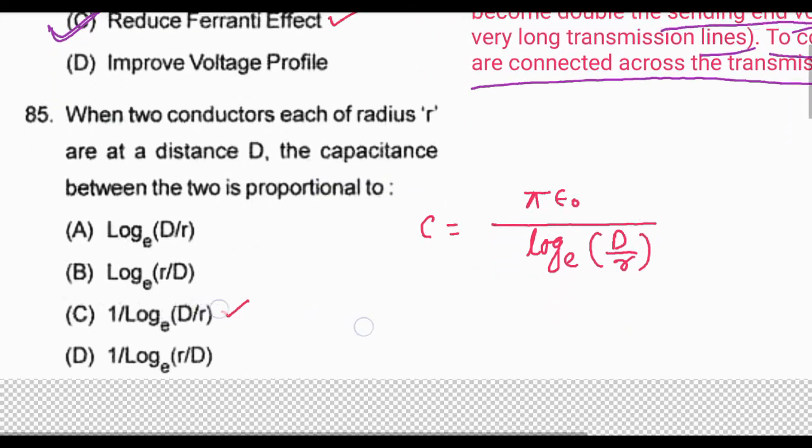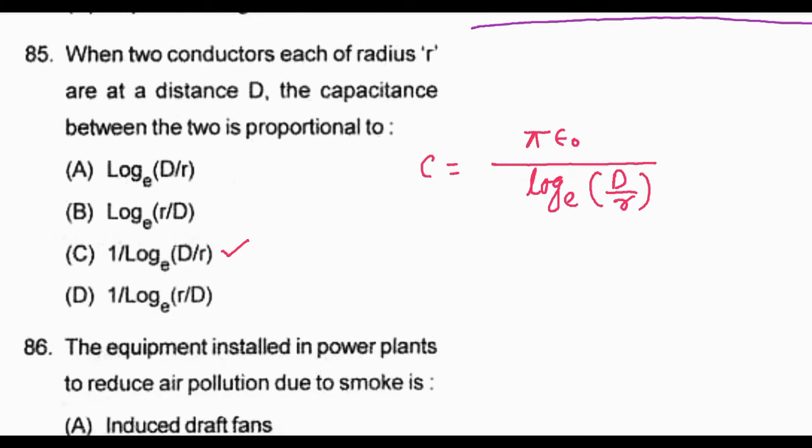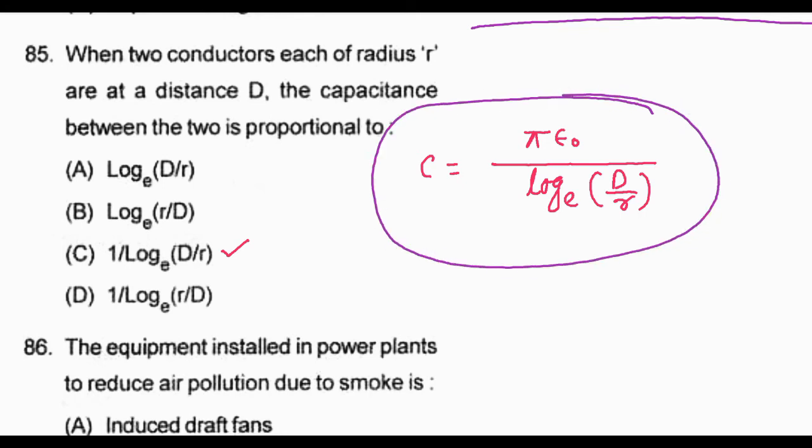Next question is, when two conductors each of radius r are at a distance d, the capacitance between the two is proportional to? So the capacitance formula is C equals pi epsilon naught by log base e of d by r. So here it is inversely proportional to log base e of d by r, not r by d. So here option C is the correct answer.